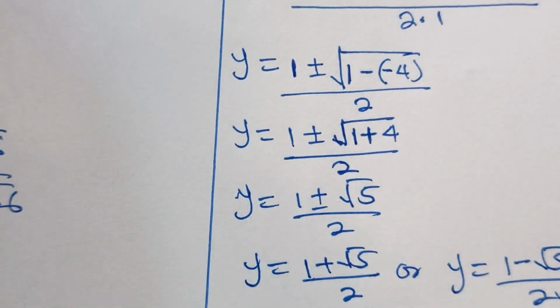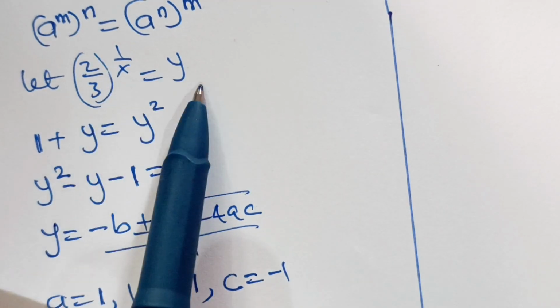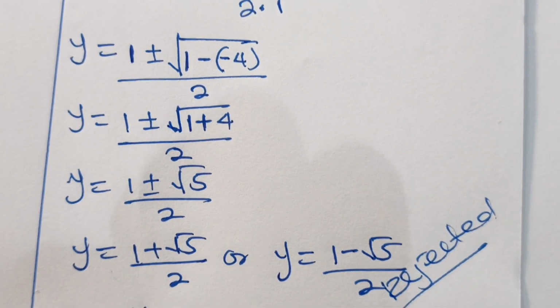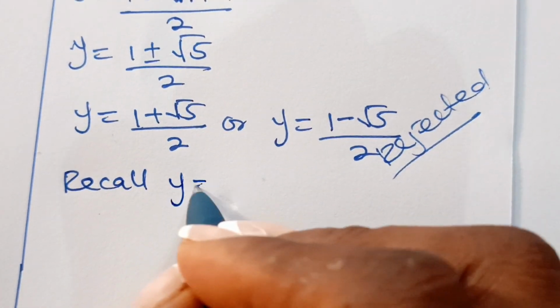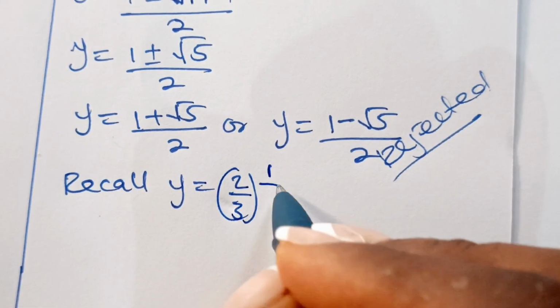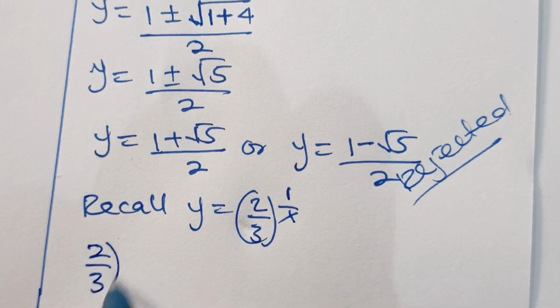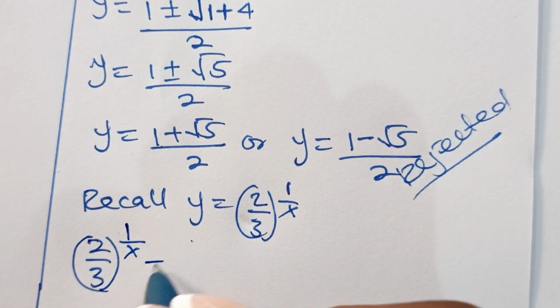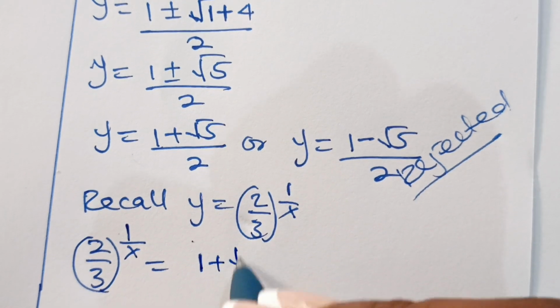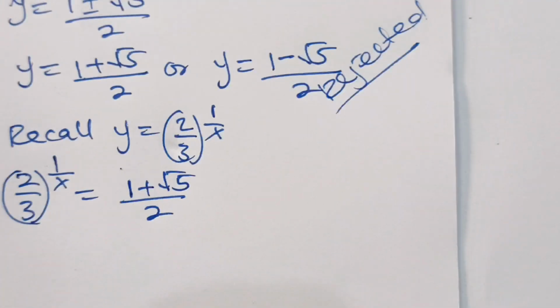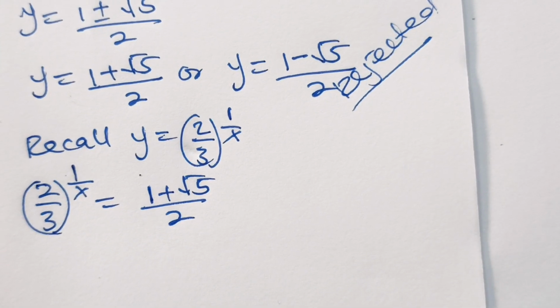Now recall that y is equal to 2 over 3 to the power of 1 over x. So we have that y is equal to 1 plus root 5 over 2. Recall that y is equal to 2 over 3 to the power of 1 over x. Okay, all right, so we can now write 2 over 3 raised to the power of 1 over x is equal to 1 plus root 5 divided by 2. So we are going to introduce log, just like I said. So let's introduce log to both sides of this equation.